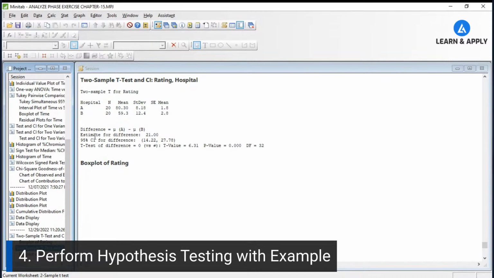If you see the 95% confidence interval for the difference, it ranges from 14.22 to 27.78, and the average difference between these two is 21, and the p-value is 0.000, which is less than 0.05. So we are going to reject the null hypothesis.